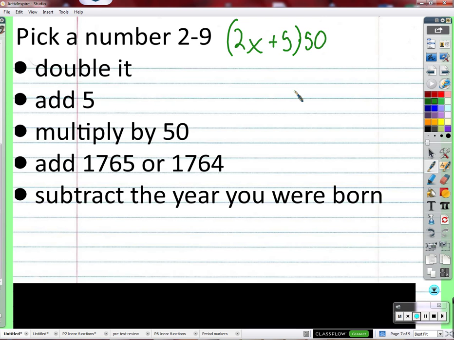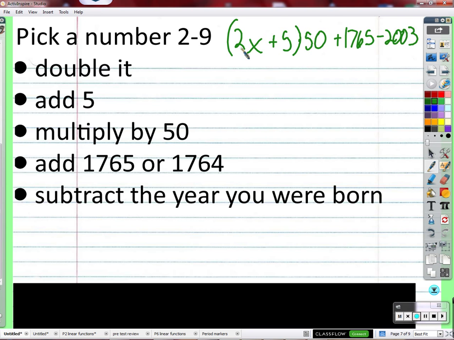Let's pretend we've had our birthday, so we're going to add 1765. And then, who's had their birthday this year? Okay, Johnny, what year were you born? 2003. All right, so now we're going to see why this is going to tell Johnny his number that he picked and then his age. Okay? So let's clean it up. What is something that we could do to simplify this expression? We've done it every time, Josie. Distribute. To what's in the parentheses.